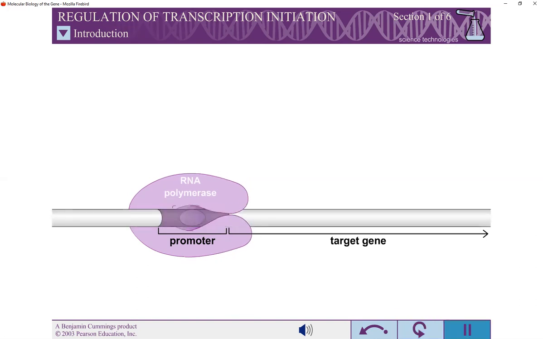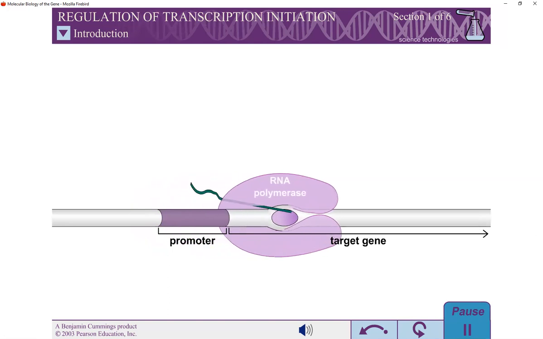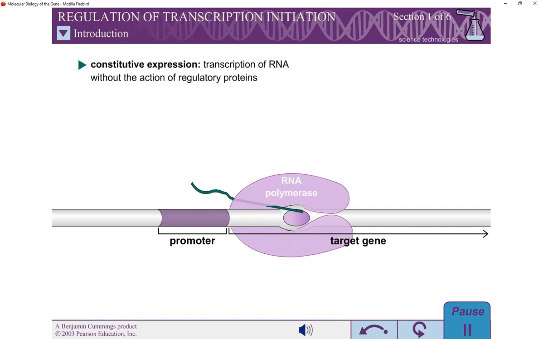Moving forward. Occasionally, RNA polymerase is able to successfully bind to these promoters and produce an open complex, leading to a low level of constitutive expression called the basal level. RNA expression can be increased over the basal level using activators, or decreased using repressors.